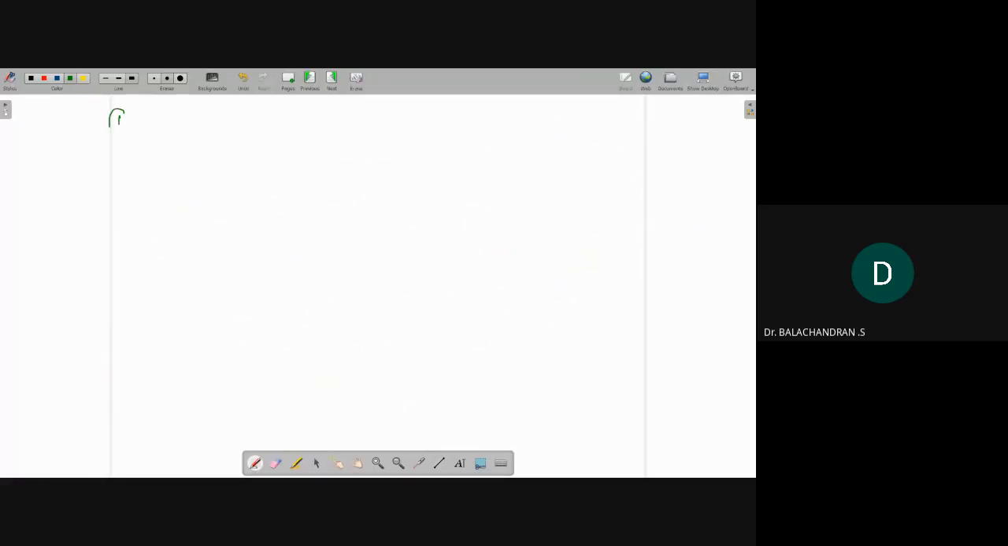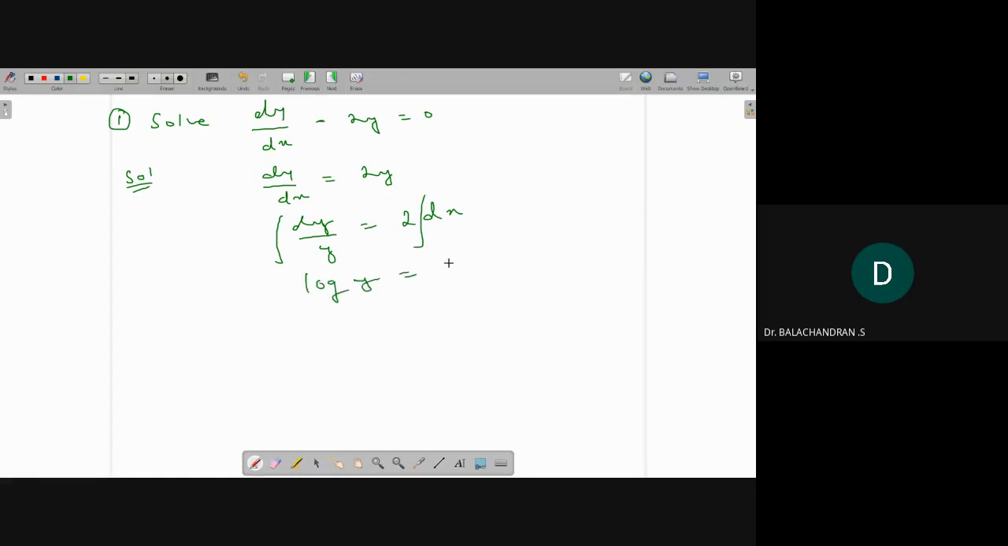So, problem number one. Solve the first order differential equation dy by dx minus 2y equal to 0. So dy by dx is equal to 2y, or you can write dy by y equal to 2 into dx. If you integrate both sides, log y equal to 2x plus c, where c is an arbitrary constant.